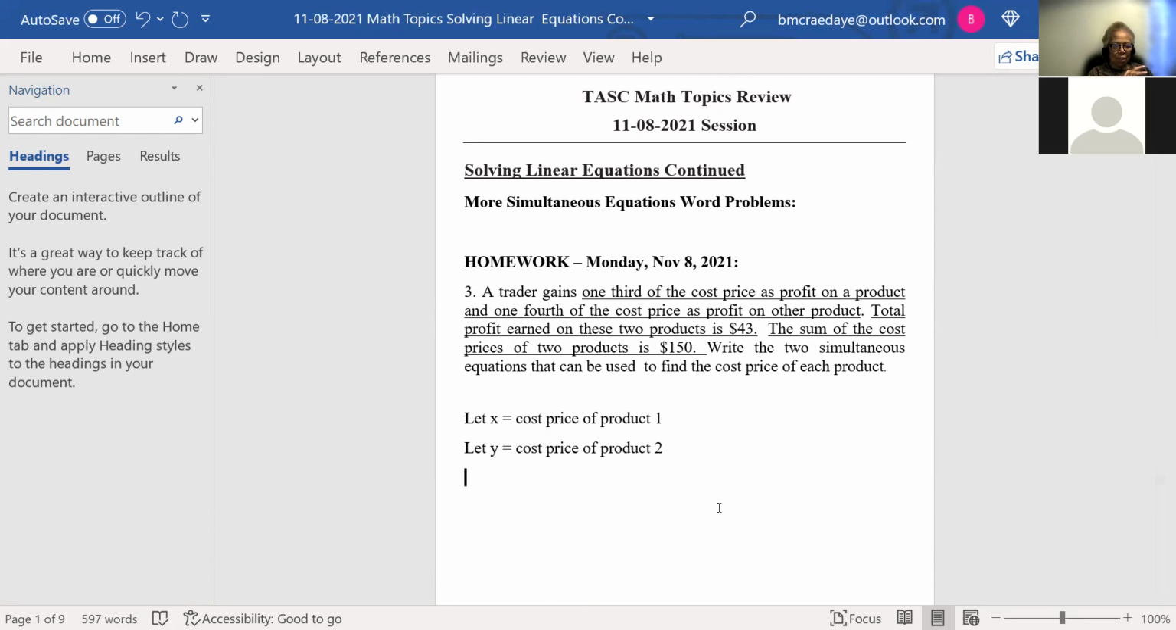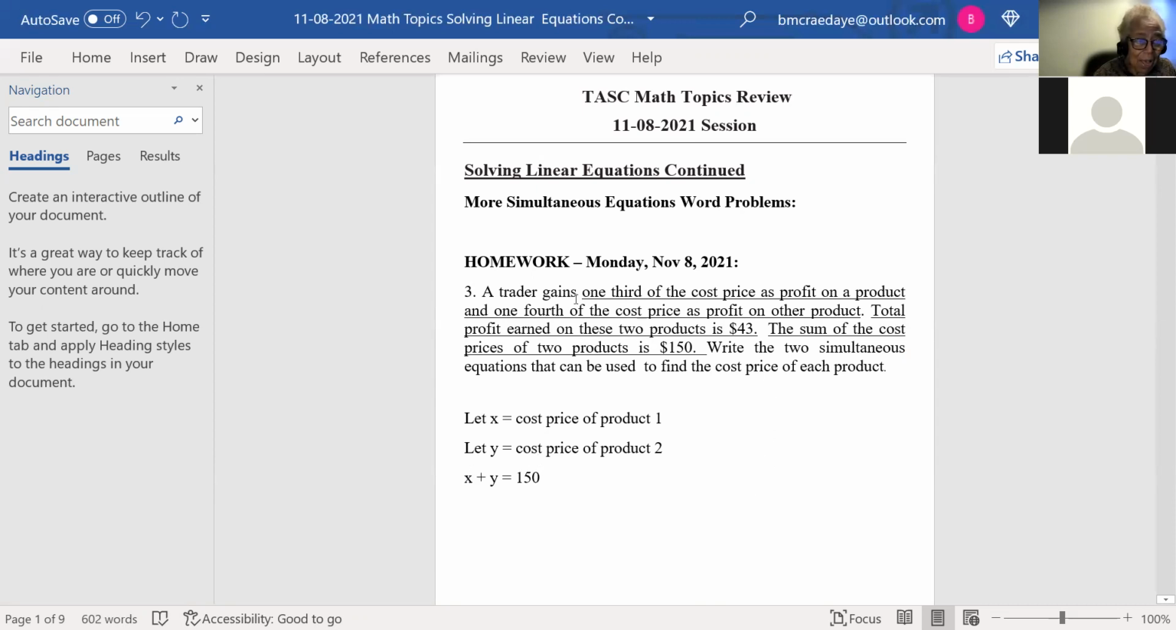What is 150? That is the total. Okay, so tell me how to write the total using my X and Y. X plus Y, right? Right, very good. X plus Y equals 150. That's it. Let's just make this the small x, okay? The sum of the cost prices of two products is 150, so that's what that translates to. X plus Y is 150.